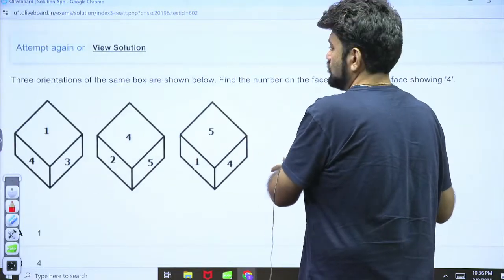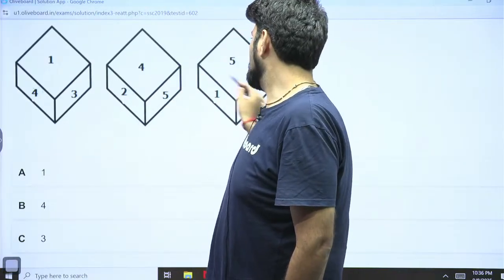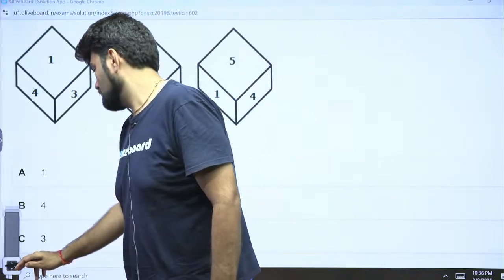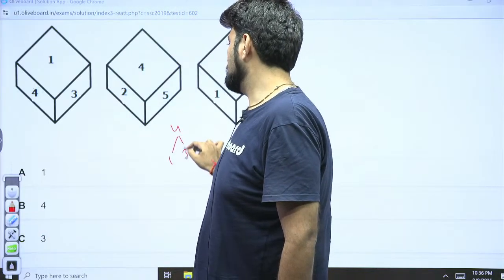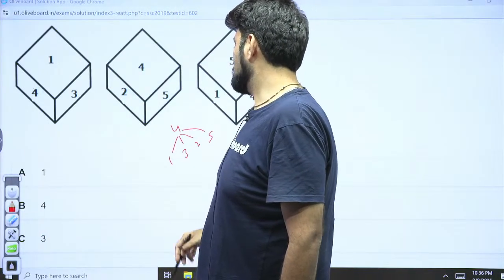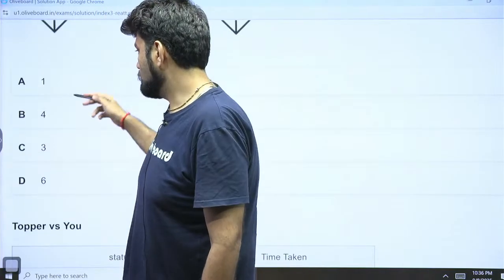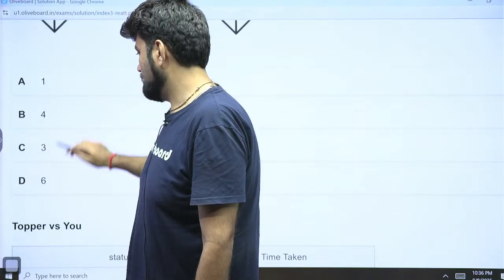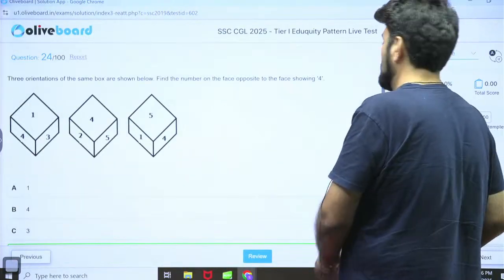What is opposite to the face showing 4? 4, 2, 5. 4, 1, 3. No. This has to be done by adjacent method. So 4 cannot have 1, 3, 2, 5 opposite it. So 1, 3, 2, 5 will be deleted, and 4 will be deleted. 6 will be my answer. Cool. 18 seconds. Excellent. The last question for today.